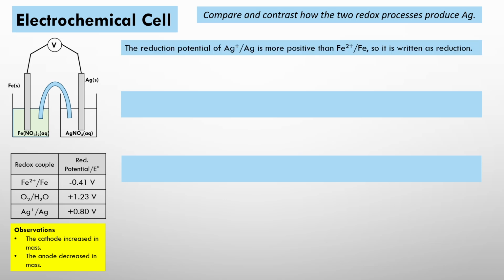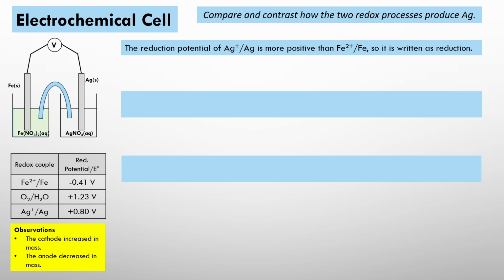The reduction potential of the silver plus to silver couple is more positive than the Fe2 plus to Fe couple, so it's written as reduction. So let's write it as reduction. That means we're going to put Ag plus on the left and Ag on the right. We're going to add the states to them.